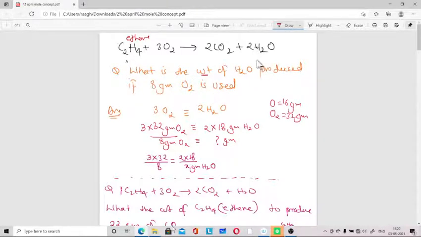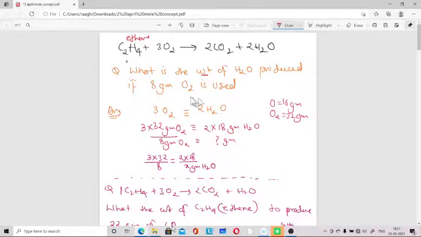Now you see here, there is a balanced reaction. So 3 moles of O2 is equivalent to 2 moles of H2O. Then weight of 1 mole O2 is 32 gram. So 3 mole O2 weight is 3 into 32 gram. 2 mole H2O weight is 2 into 18, weight of water is 18 gram.